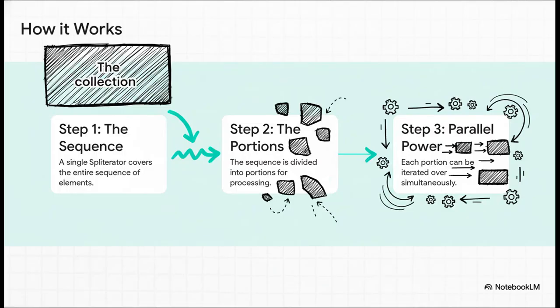So here's how that whole divide and conquer thing actually works. You start with just one Spliterator for your entire collection. Then you call this magic method, trySplit. What that does is it breaks off a chunk of your data and hands you a brand new Spliterator just for that piece. Behind the scenes, the Java frameworks can just keep calling this method over and over, creating these perfectly sized chunks of work that can be processed at the same time across all your different processor cores.